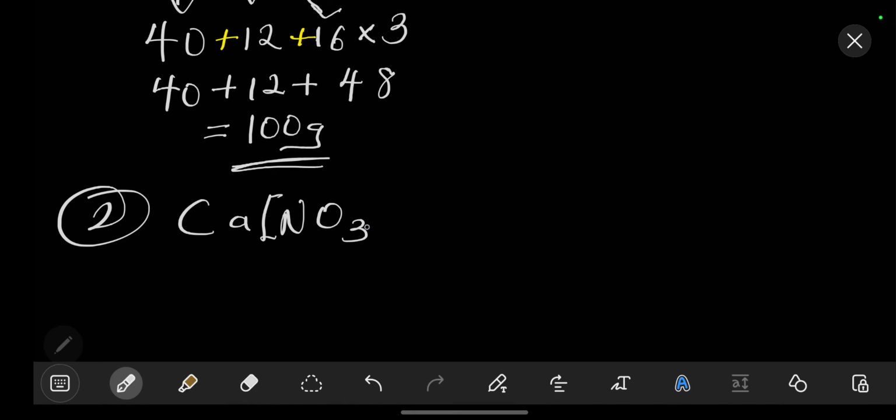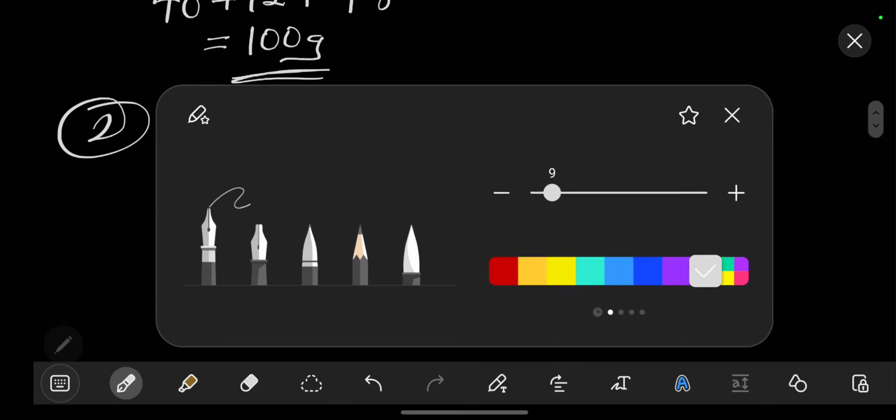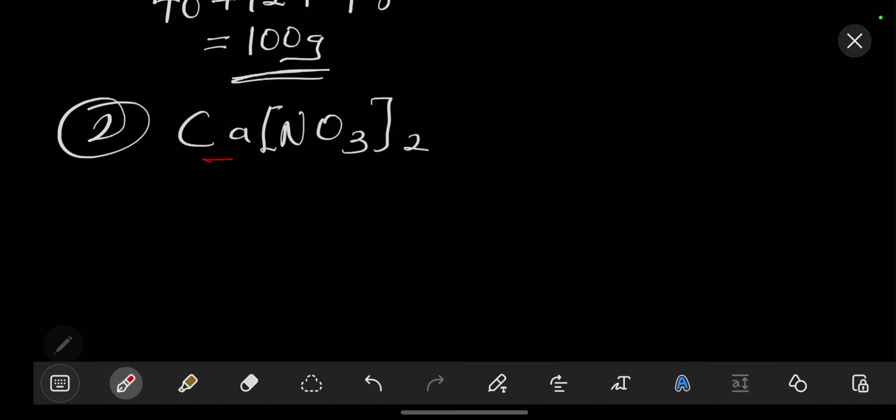This one. Now, the first thing to do is to bring out the mass numbers. Here we have 3 elements. Calcium is one of them. Then we have nitrogen. Then of course we have oxygen.